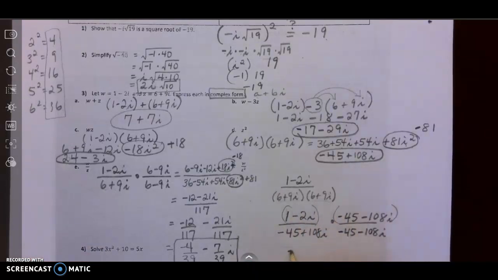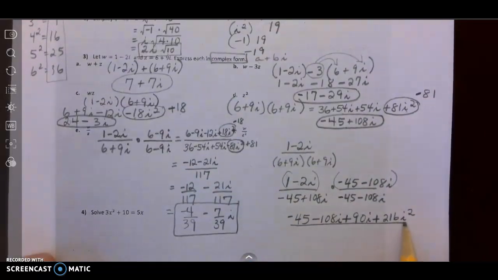First term, I get negative 45. Outer term, I get negative 108i. Inner term, a negative times a negative is a positive. 2 times 45 I know is 90i. And then negative times a negative is a positive. We get 216i squared.